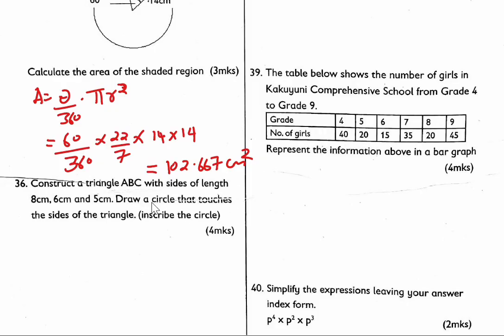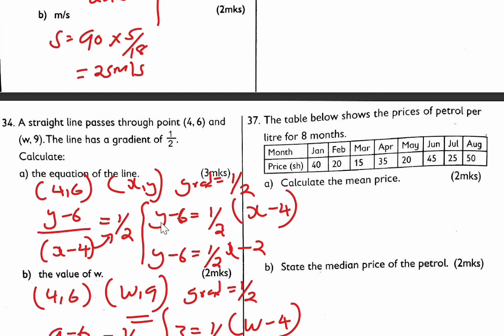Continue with number 6. Construct a triangle ABC with sides of length 8 centimeters, 6 centimeters, and 5 centimeters. Draw a circle that touches the sides of the triangle. That is, we inscribe the circle. We're going to do this question as the last question. I'm going to skip it now, but I'm going to do it at the end of the video. Therefore, kindly stay up to the end so that you can learn how to construct and inscribe a circle inside a triangle.